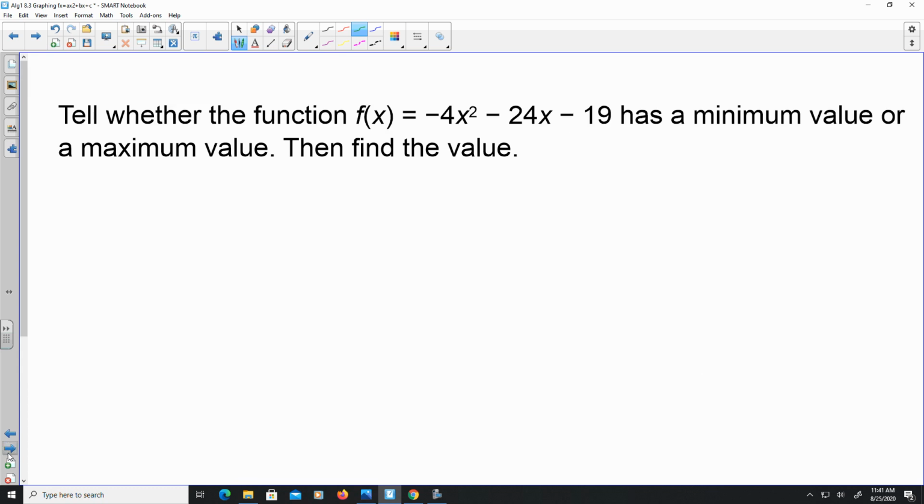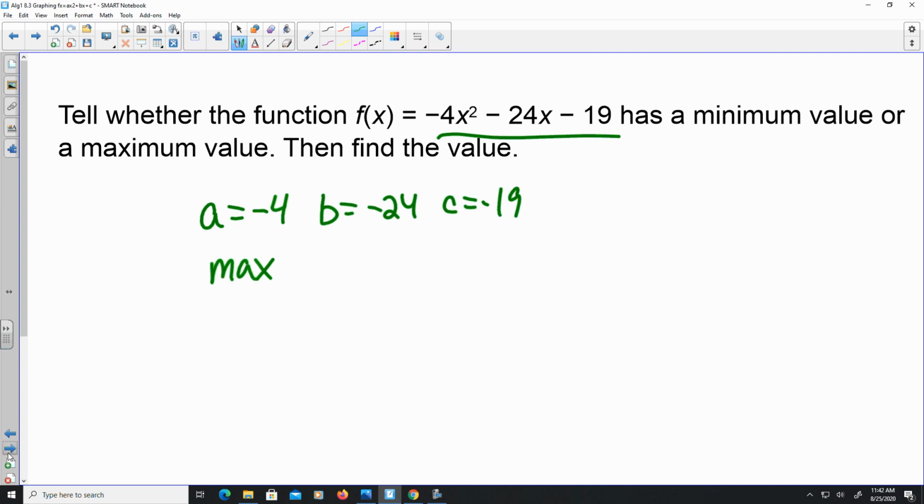So in this question here, we are given this function, negative 4x squared minus 24x minus 19. They want you to find if it is a minimum or maximum value. Well, I got a is negative 4. Since a is negative, that means it is going to be a maximum value. Now they're asking you to find that value. B is negative 24 and C is negative 19. C is not as important to find the vertex. I'm just keeping it consistent with the other findings in these particular problems.